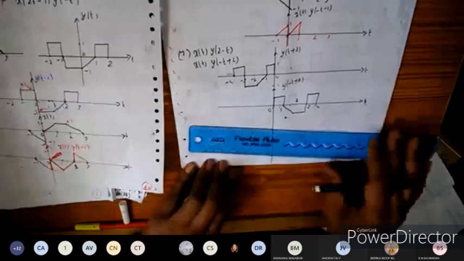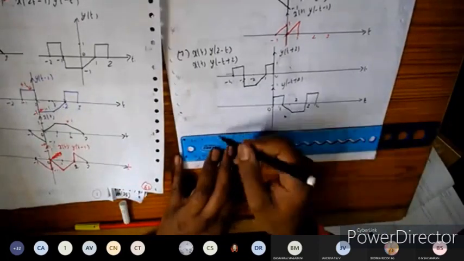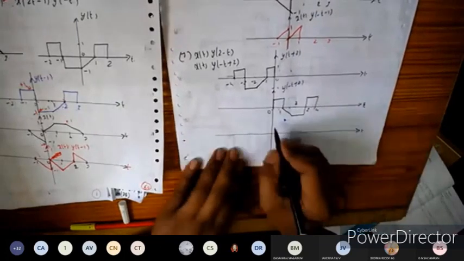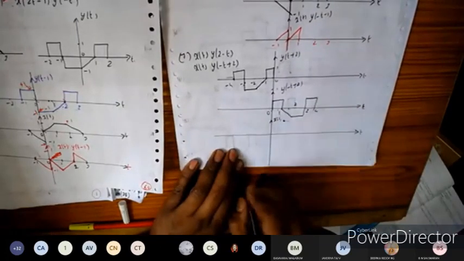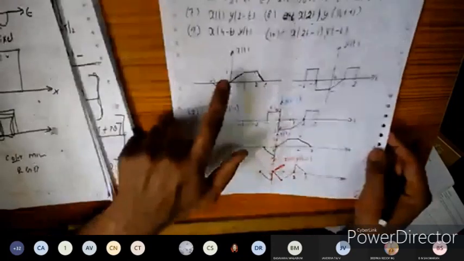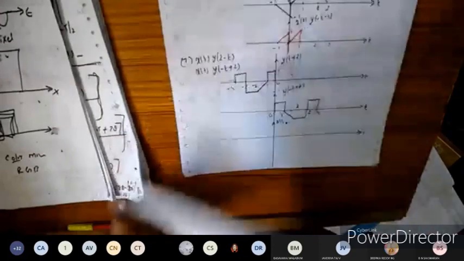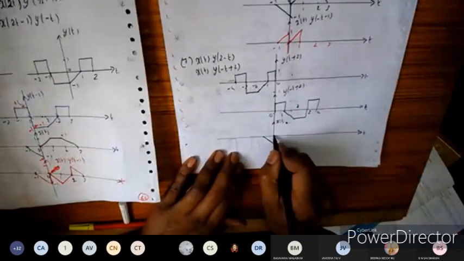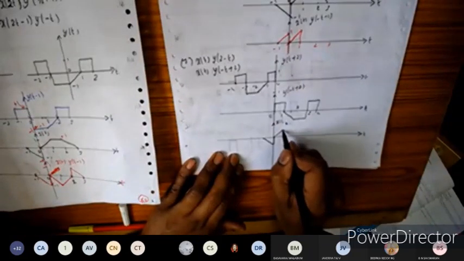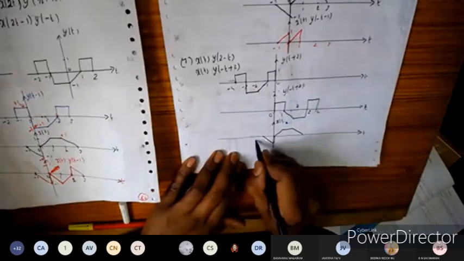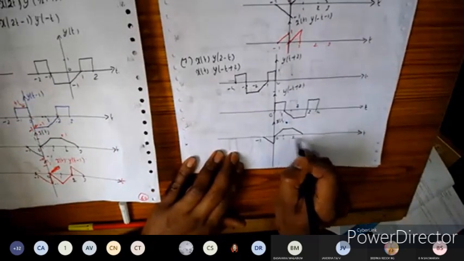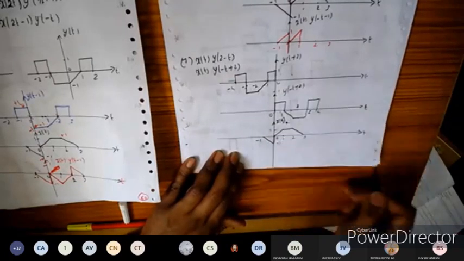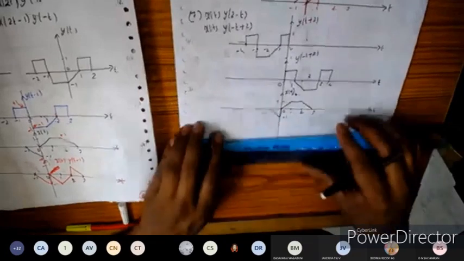Now let us plot the waveform x of t on the same axis. So this is the 7th problem I told you I would do, so this is not given as homework. This is x of t here. I'm going to copy it and paste it here. So I'm drawing this one: minus 1, 0, 1, 2, 3. This is the waveform x of t.